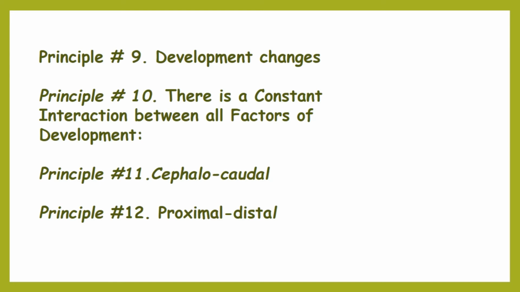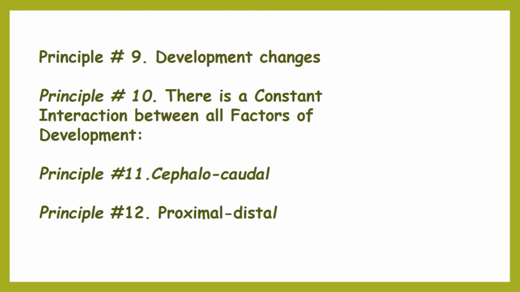Talking about Principle number 10, there is a constant interaction between all factors of development. All the factors of development, whether quantitative in nature or qualitative in nature, there is a constant interaction between all these factors. A child who has a very high EQ might also have a very high IQ. This means that the high emotional quotient of a child can be correlated with the high intelligent quotient of that child.